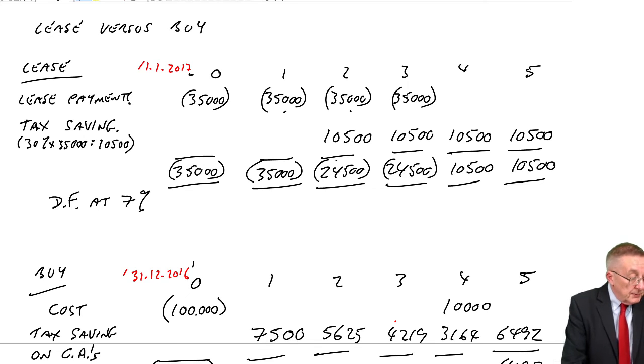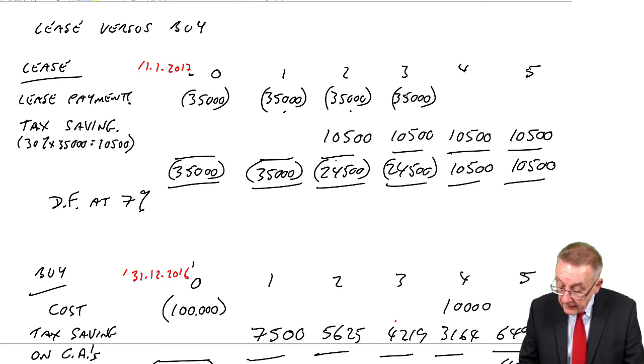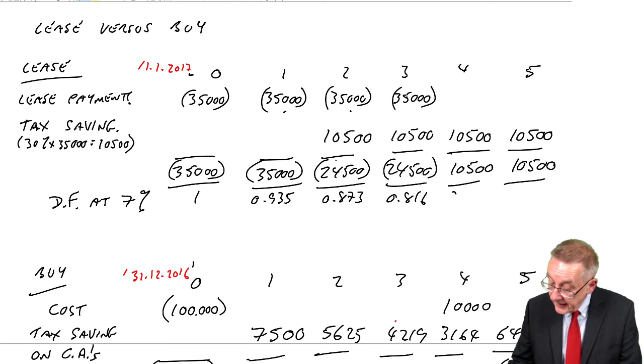Where are my discount tables? Here we are, present value tables. The discount factor is 7%. For 1 year, 0.935, 2 years, 0.873, 0.816, 0.763, 0.713.